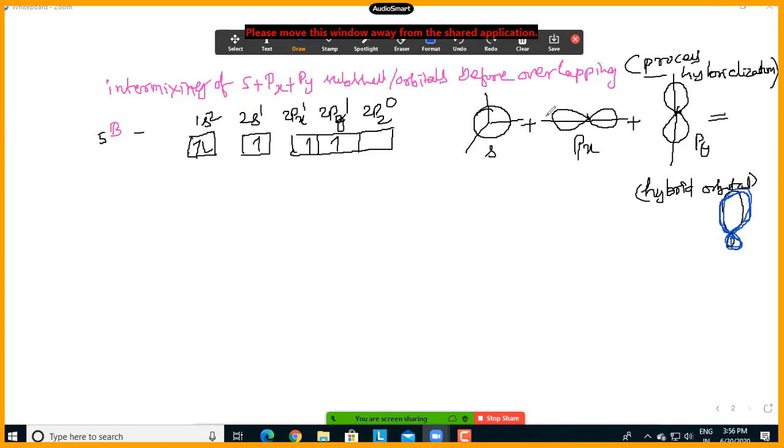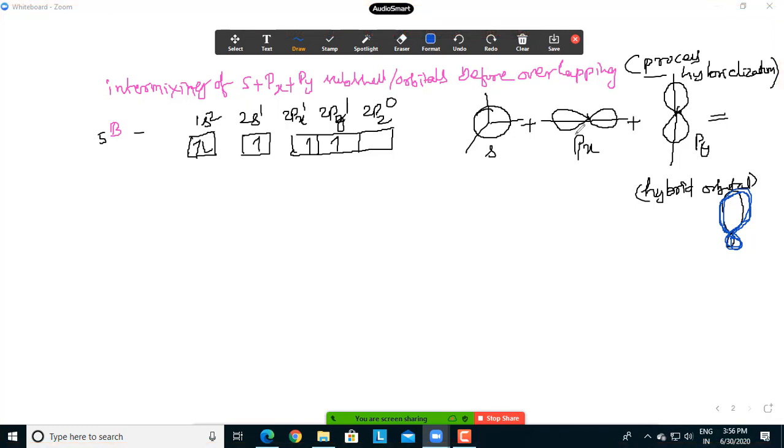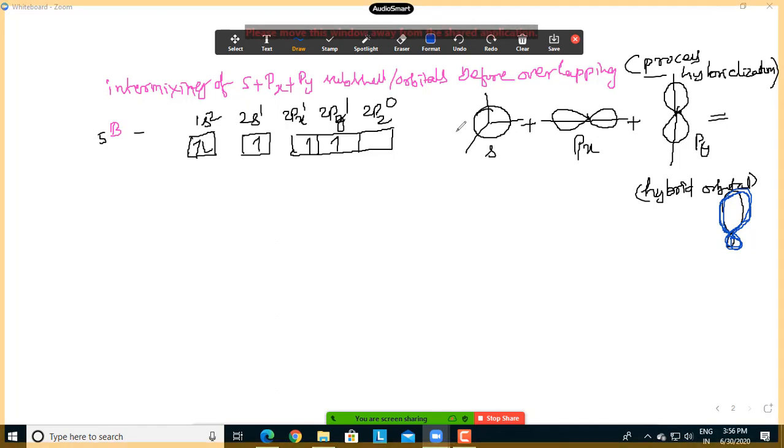Because you are mixing all these three, s is mixing with this. This is sp2 hybridization, the hybrid orbital. Now you are mixing three orbitals, so after mixing you will get three hybrid orbitals, because the number of orbitals mixing is three, so the number of hybrid orbitals will also be three.